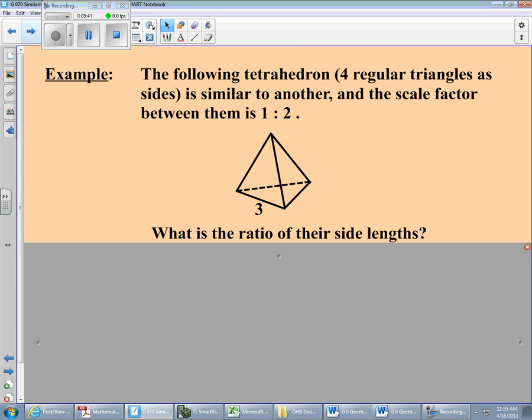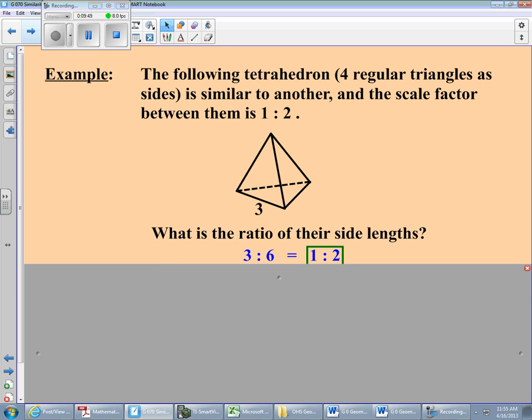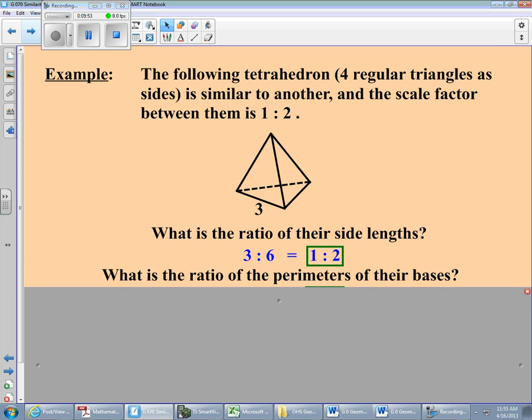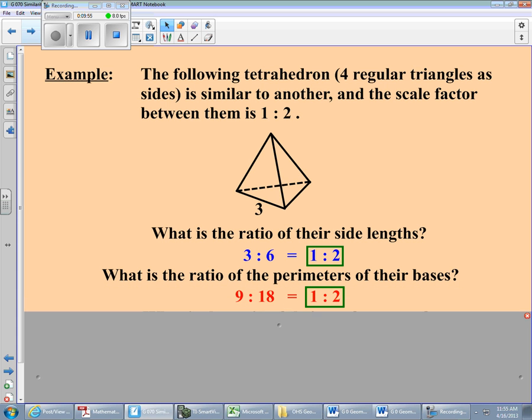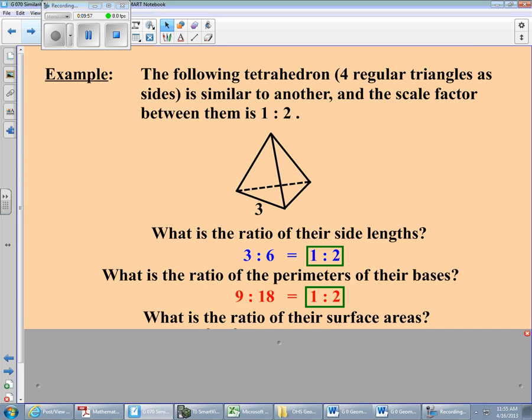Okay, scale factor is 1 to 2. What's going to be the ratio comparing their side lengths? Also 1 to 2. Okay, what's going to be the ratio of the perimeters of their bases? Still 1 to 2. What's going to be the ratio of the surface areas?